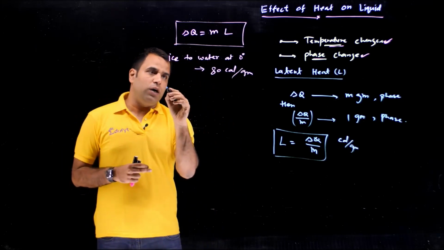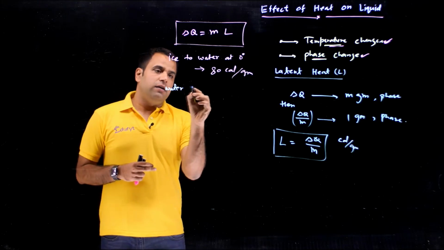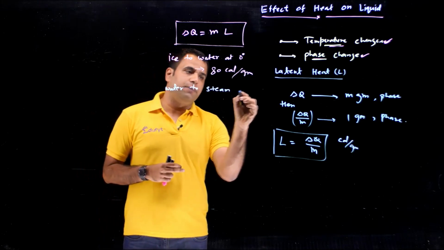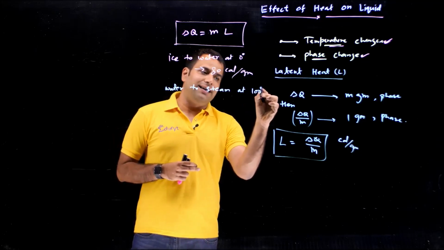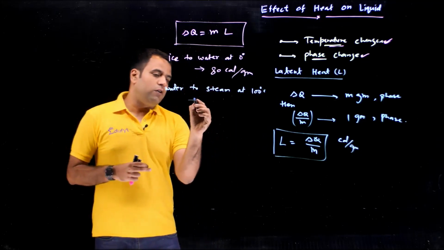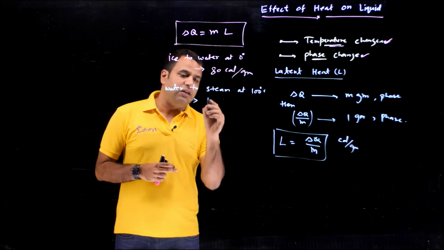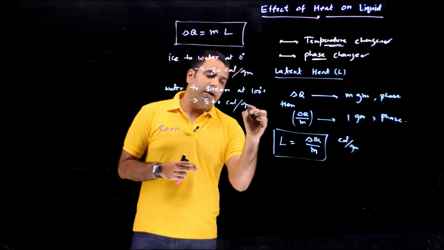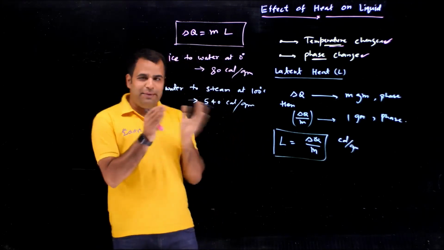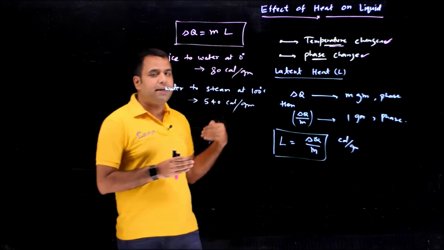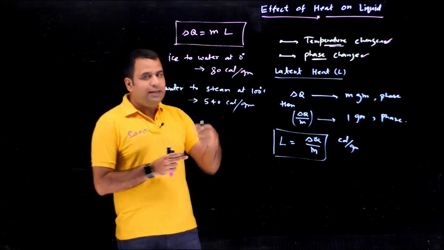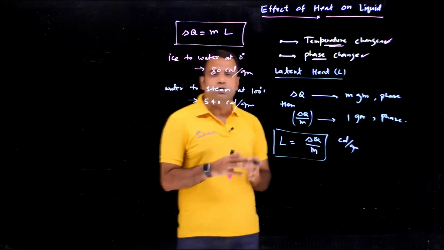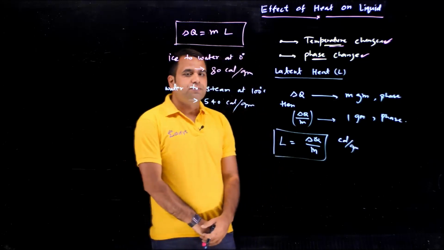And if you want water to steam conversion, and obviously this will be happening at 100 degrees Celsius, the latent heat for that conversion is 540 calorie per gram. And if you want to convert the steam into water, that much heat you will be getting out, or you'll have to take it out. Okay. So this is the latent heat. We use this to solve some questions.